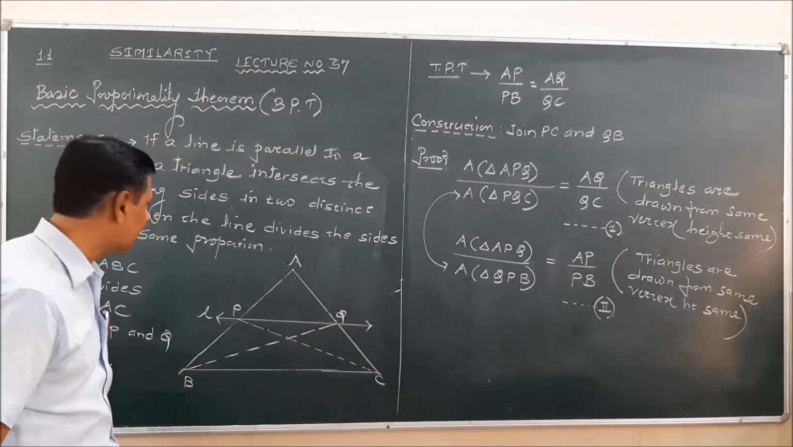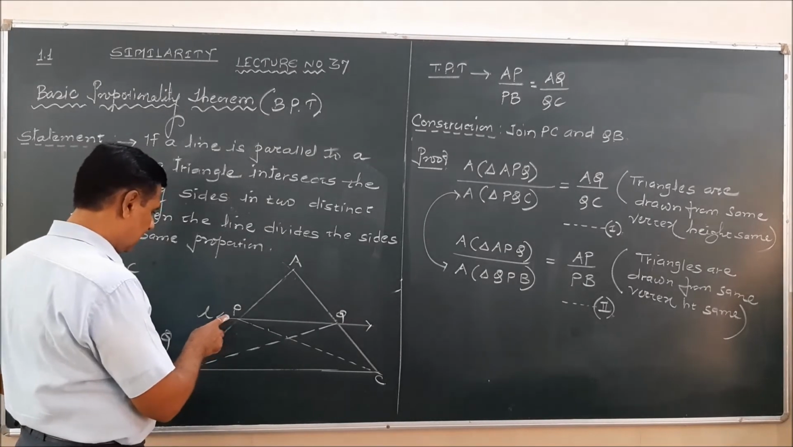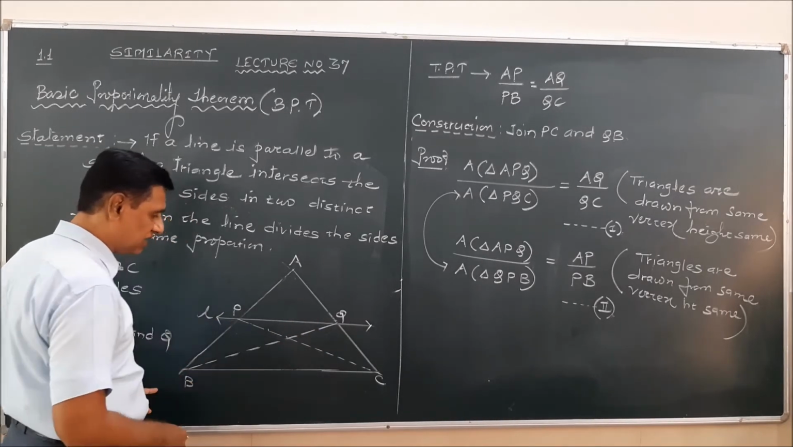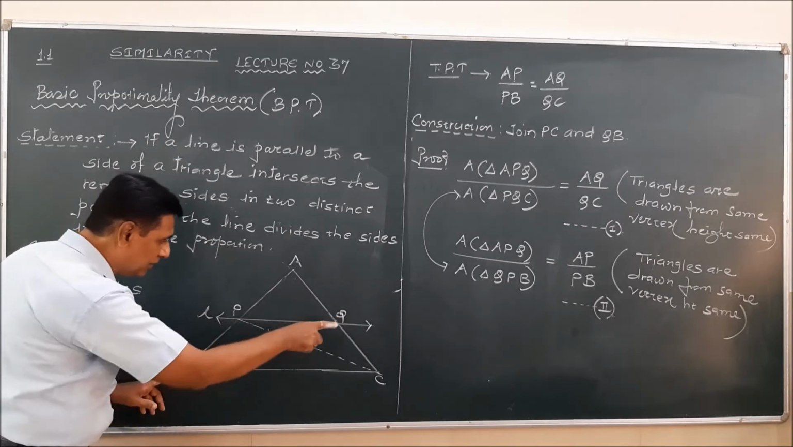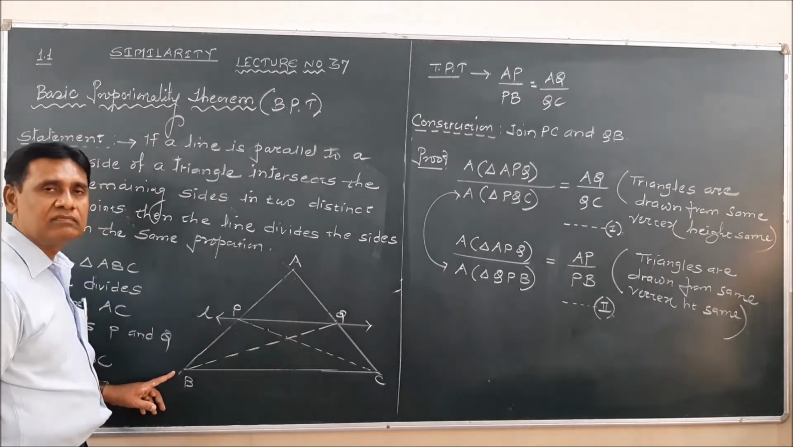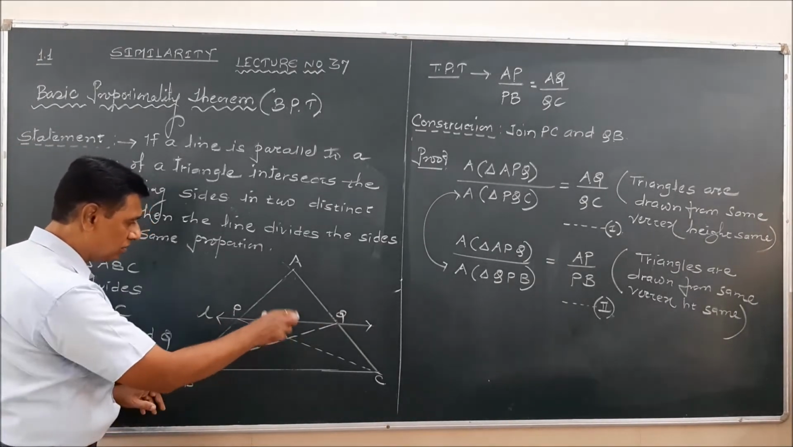Okay, now please see here, dear students. What is given? That line L is parallel to BC. Now, if I consider this triangle, for example, BPQ, what is the base of this? Base of this is PQ. Please try to understand. PBQ, base is PQ.